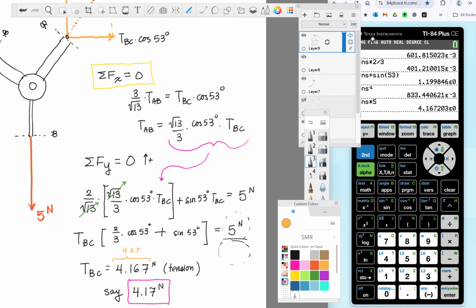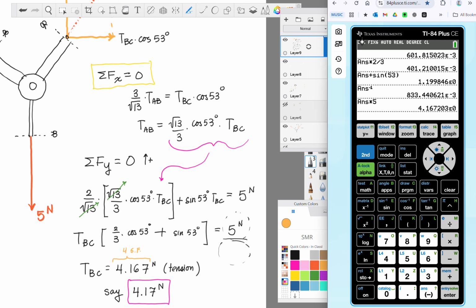Do you see how I have fixed 6 up here? What that says is that my calculator is telling me 6 digits after the decimal point. It's on engineering notation, right? So there's all my exponents there, e to the minus 3, which is what you need to also do for this class. So my calculator is storing all the digits, but also in my written work, I want to convey these 4.